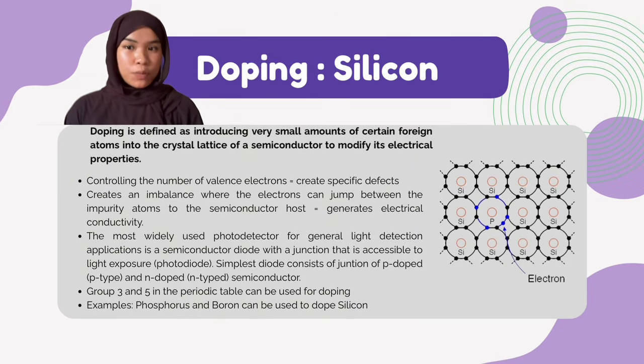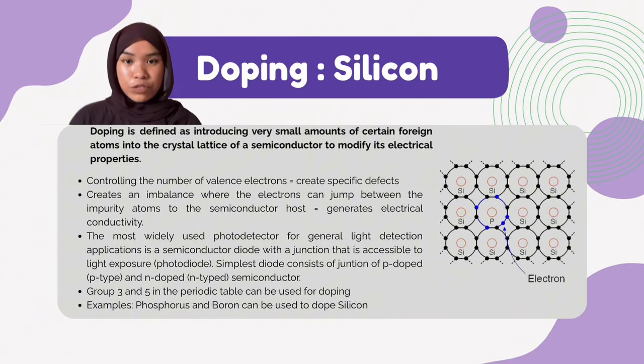So what is doping? Doping is the process of adding very small amounts of foreign atoms into the crystal lattice of silicon to change its electrical properties. Pure silicon has limited conductivity, so doping is used to increase the number of charge carriers. By controlling the number of valence electrons, doping creates defects in the silicon lattice. These defects cause an imbalance, allowing electrons to move more easily, which increases electrical conductivity.